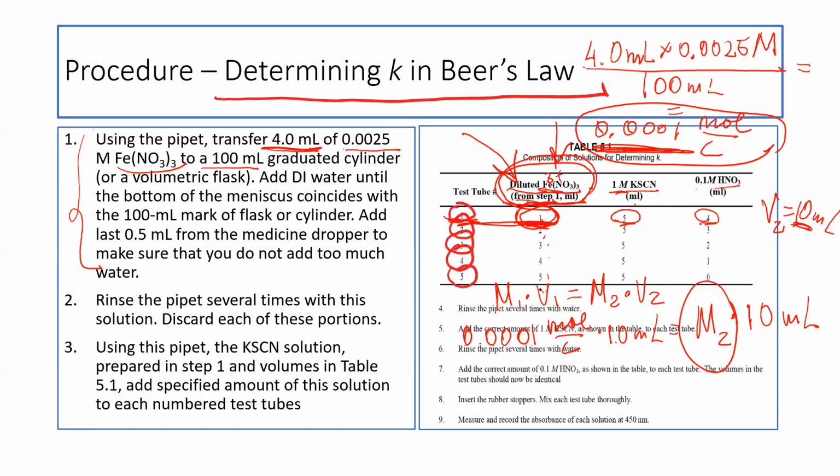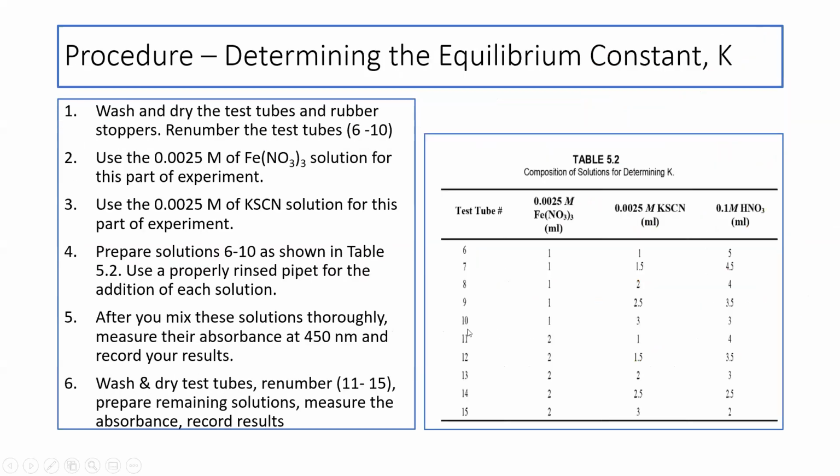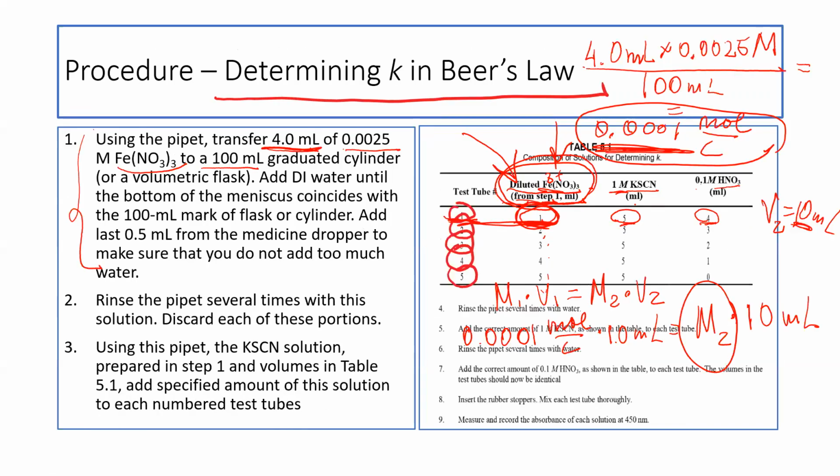Okay, I went a little bit ahead, but I'd like to explain it this way. So we will prepare these solutions, taking all precautions to avoid any contamination and so on. They will be prepared, and then our next step is to prepare another series of solutions and measure everything at once. So we did this part to determine small k for Beer's law.